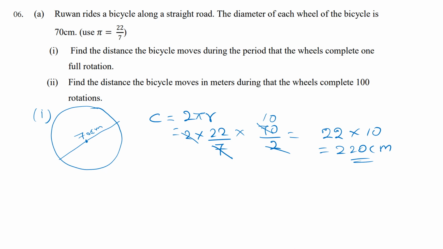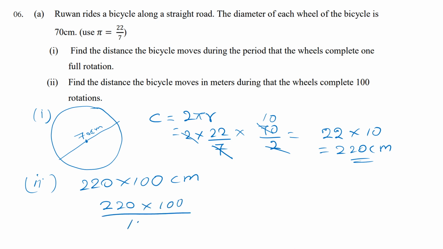Find the distance the bicycle moves in meters while the wheels complete 100 rotations. So in this it goes 220 into 100 centimeters, right? So if you have to find this in meters, you have to divide it by 100 again, because there are 100 centimeters per meter. So this cancels here.